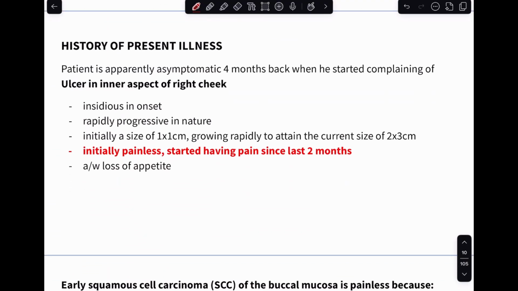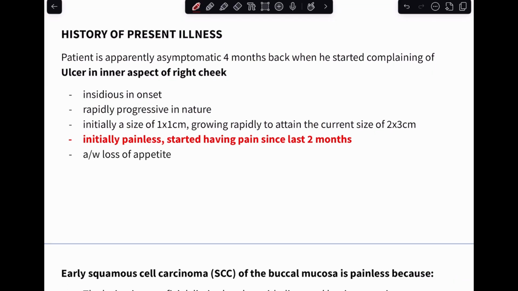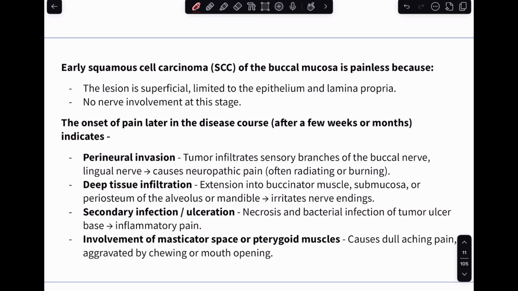Next point is he said that initially he did not have any pain, but the pain has started in the last 2 months. Now, what is that pointing towards? Starting with painless: since we are discussing a malignancy here, let's try to understand how it fits into the picture of a malignant ulcer.